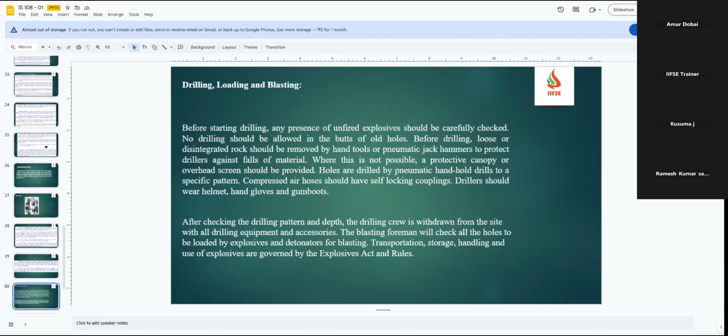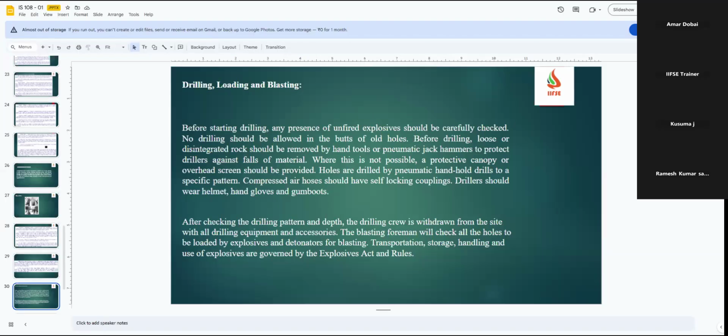Before drilling, loose or any disintegrated rock should be removed by hand tools and pneumatic jacks and hammers to protect the driller against the fall of material. Where this is not possible, a protective canopy or overhead screen should be provided. So loose rocks will be there, and you have to take out all the loose rocks, so that the driller who is making the holes will be protected.